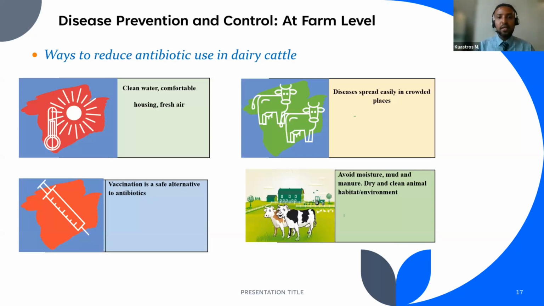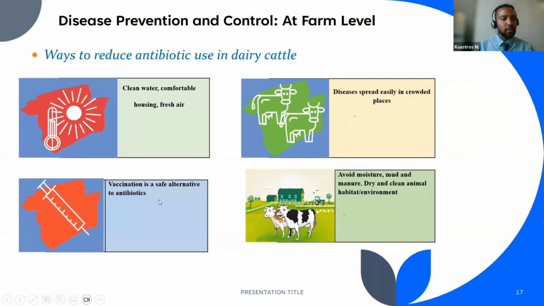And the other one is disease spread. Particularly infectious diseases, especially respiratory infectious diseases, transmit in very crowded places. So when we give animals good space, we can limit the transmission of infectious disease. And the other good strategy is vaccination.